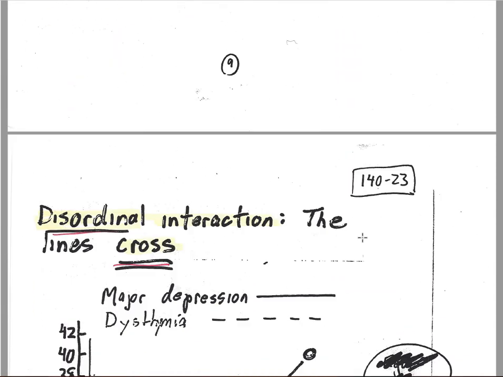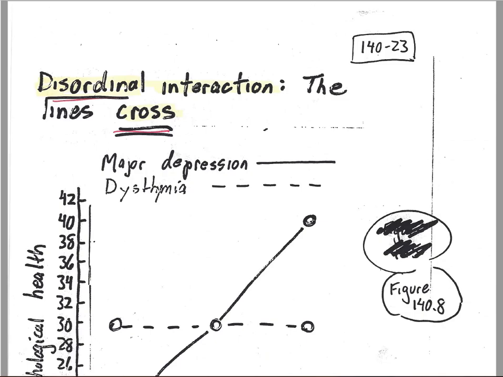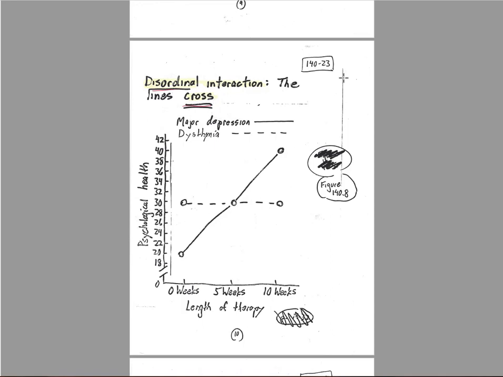Well, let's see some examples. And let's make this smaller again. Page 140-23 illustrates disordinal interaction. Disordinal interaction is the kind of interaction that I've talked about so far. With a disordinal interaction, the lines cross within the body of your figure. Yes, you can see that the line for the people with major depression crosses the line for the people with dysthymia. That makes this a disordinal interaction.